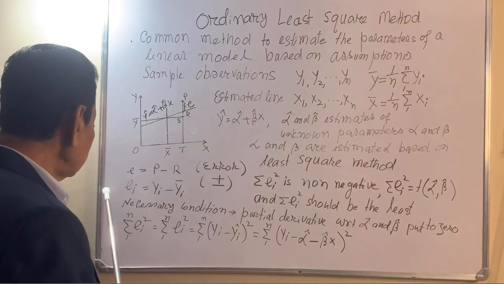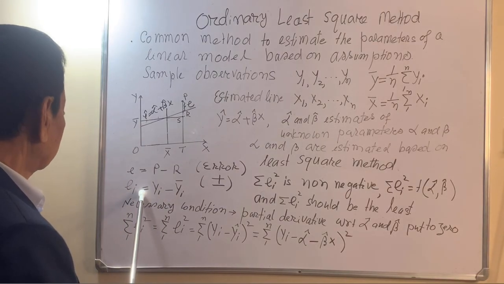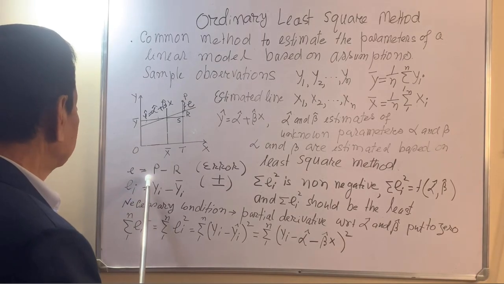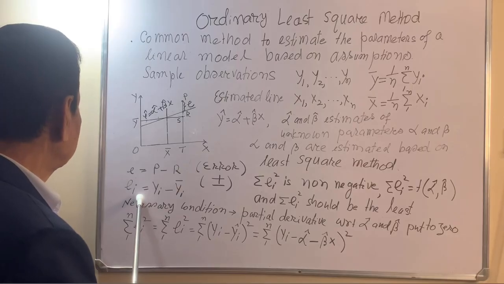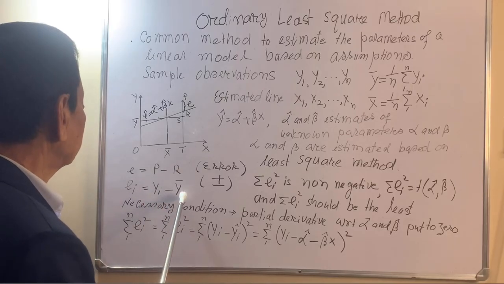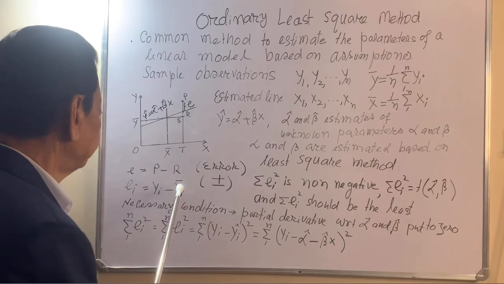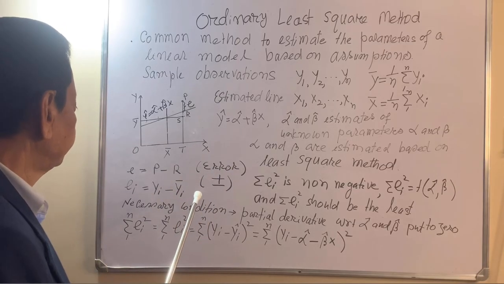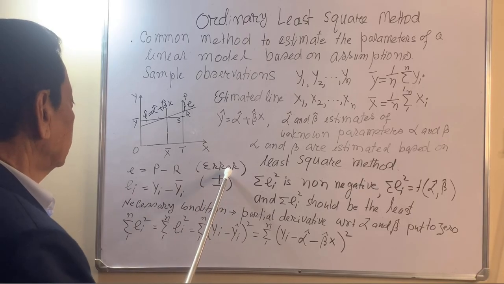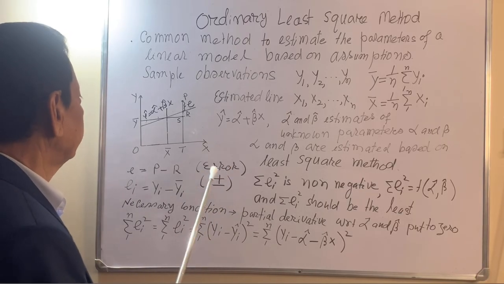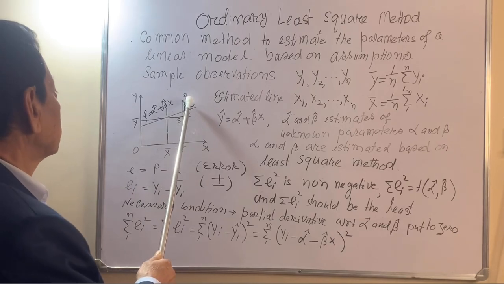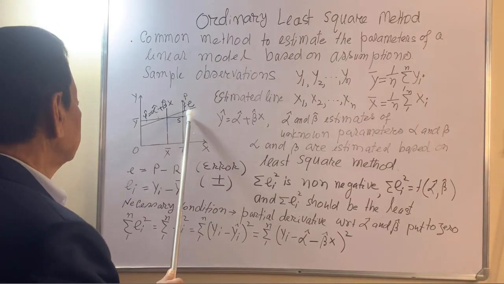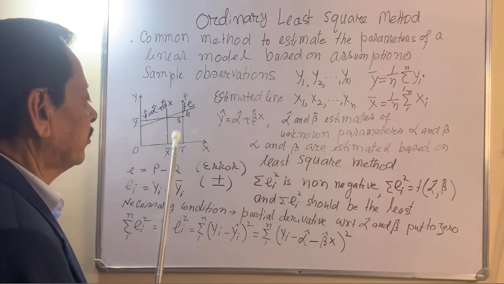Now for any ith point, the error in the ith point, ei, is equal to yi minus yi bar. This error may be positive or negative. As I say, if the point is above the line, it is positive, and if it is below the line, it is negative.